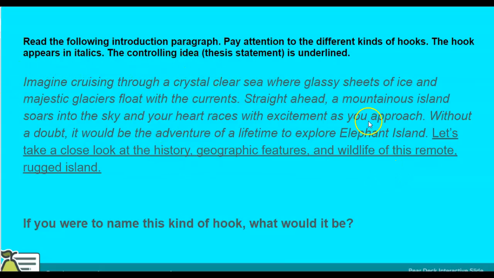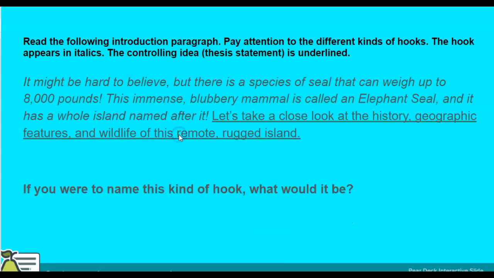What's changing each time is the author is playing around with different types of hooks to hook the reader's attention. Let's try one more. It might be hard to believe, but there's a species of seal that can weigh up to 8,000 pounds. This immense blubbery animal is called an elephant seal, and it has a whole island named after it. Let's take a close look at the history, geographic features, and wildlife of this remote, rugged island.